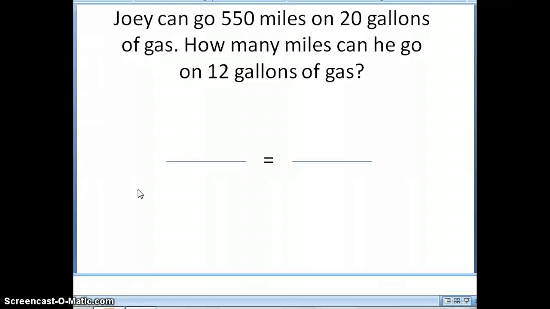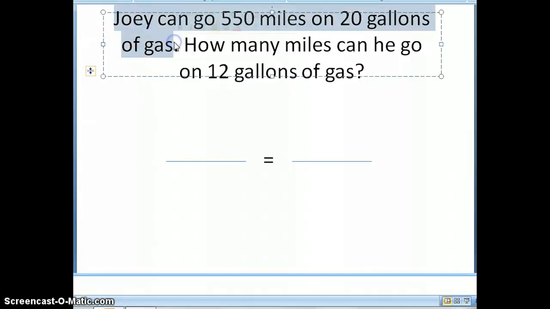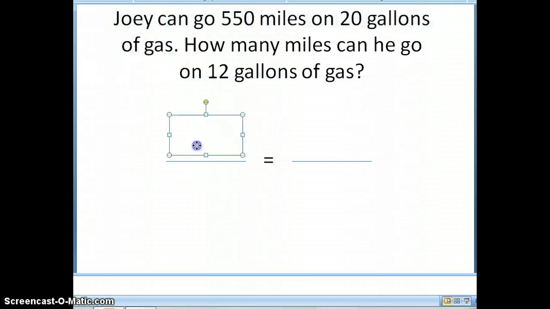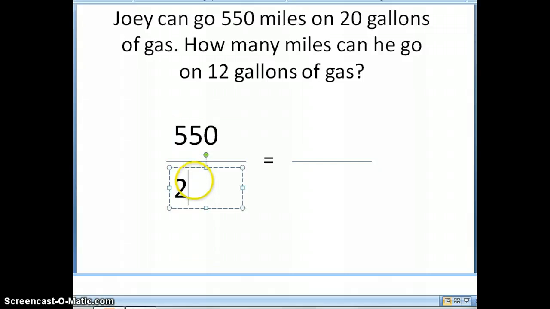My second proportion word problem says Joey can go 550 miles on 20 gallons of gas. How many miles can he go on 12 gallons of gas? So again, I'm going to set up my proportion with two equal ratios. My first complete ratio, I'm going to decide to do miles on top and gallons on bottom.